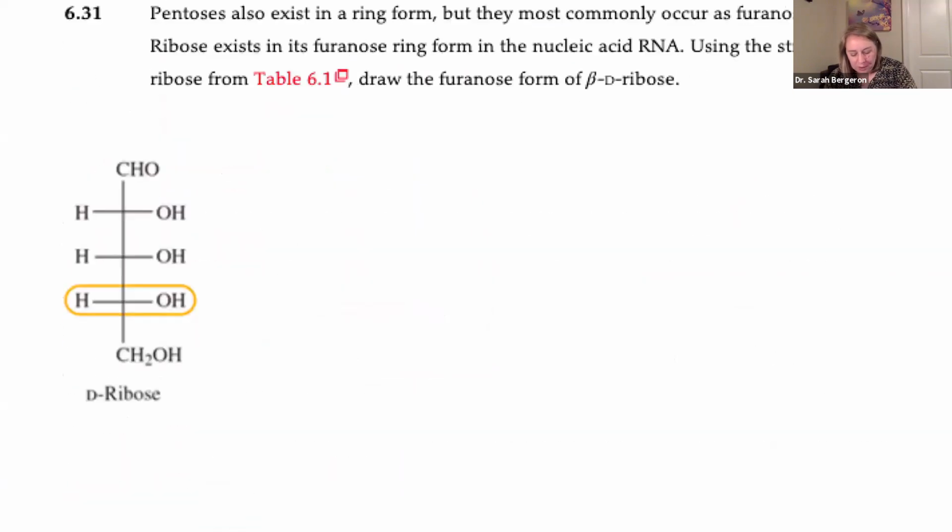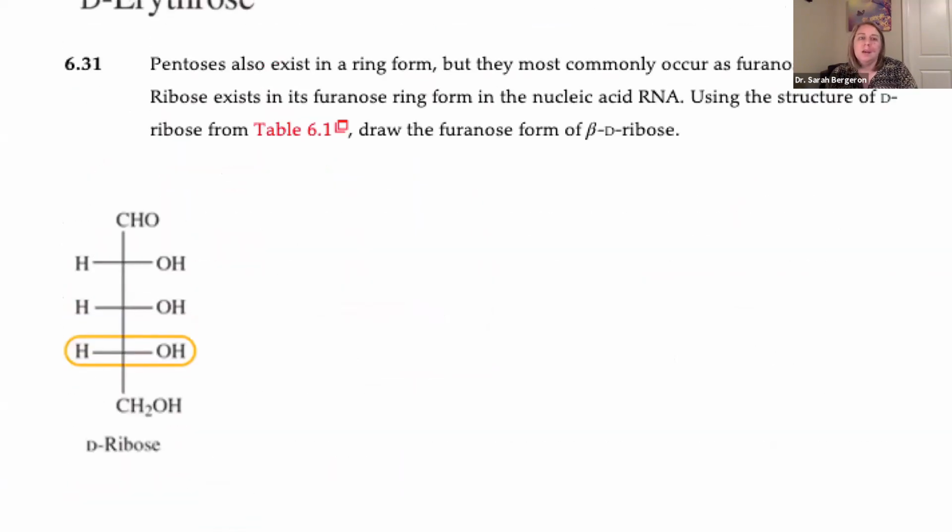30 we're doing in class. Here we go, 31. Pentoses exist in a ring form, but they most commonly occur in furanose rings. D-ribose exists in this ring form in the nucleic acid RNA. Using the structure of D-ribose, draw the furanose form of beta D-ribose.